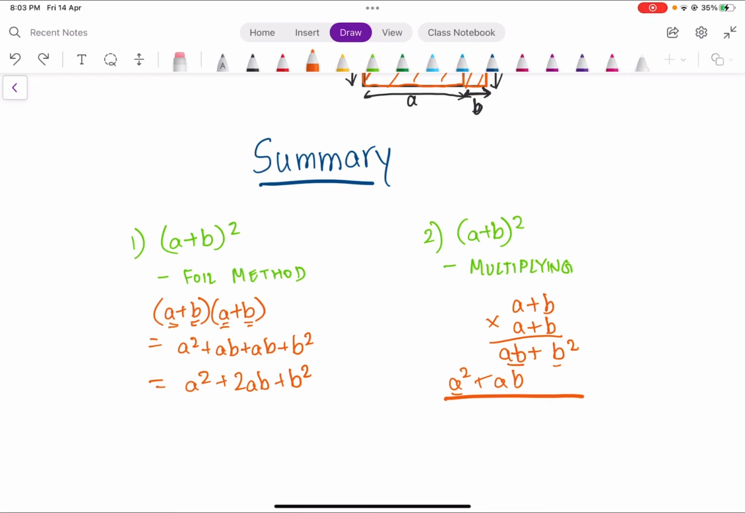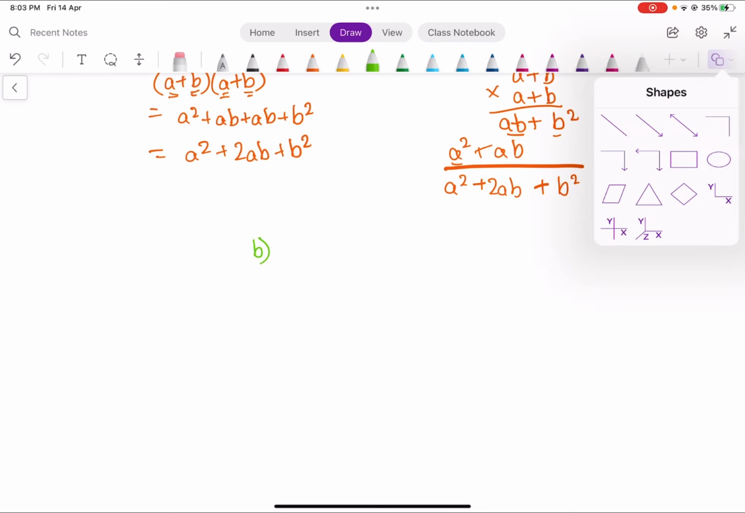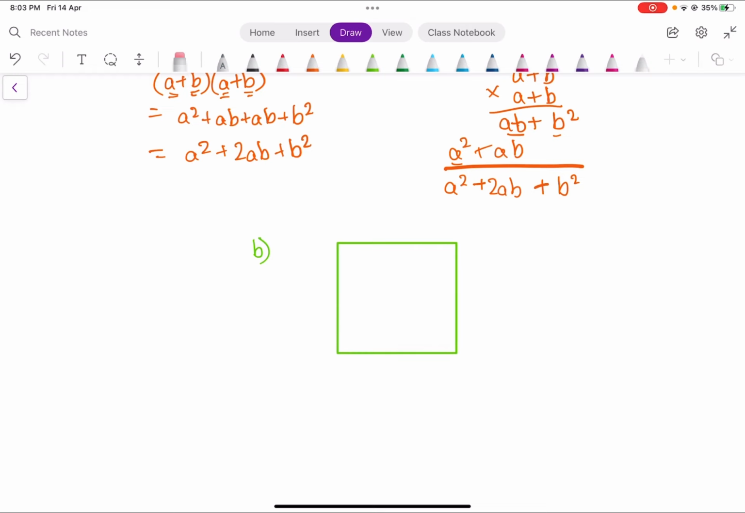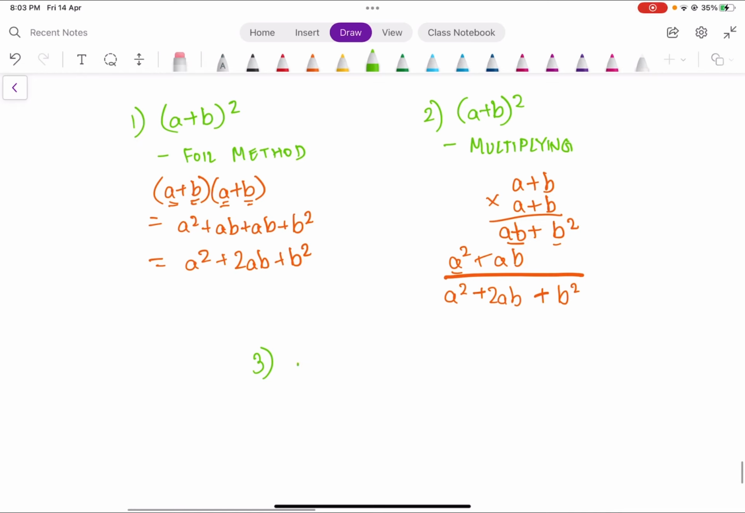So over here, b squared plus, well, nothing is b squared. Then ab plus ab is 2ab. And then again, a squared. Then our last one, which was a bit tricky, is visualizing it. Third method, yeah. This isn't a method. This is more like a visual representation.